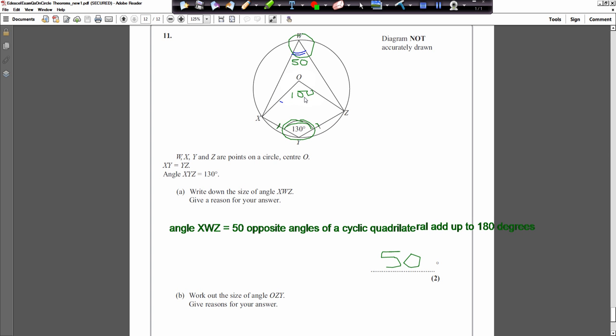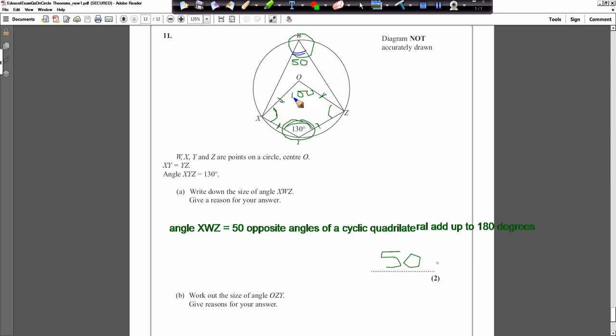We know that's 100. Okay, now what do we know about these two lines? Remember here that not only are these two equal, but these two lines are also equal, aren't they? Why are they both equal? Because these are radius lines. So that means that these two angles here will be equal because of the symmetry of the shape. So we have to work out.